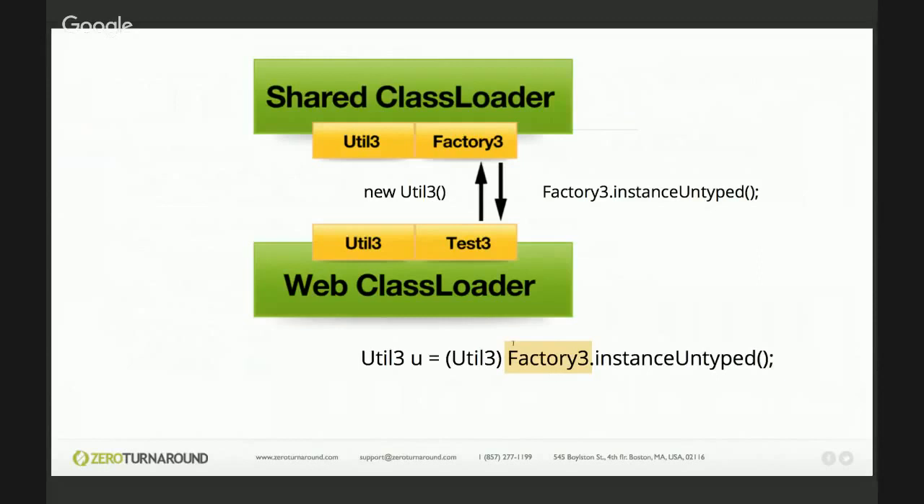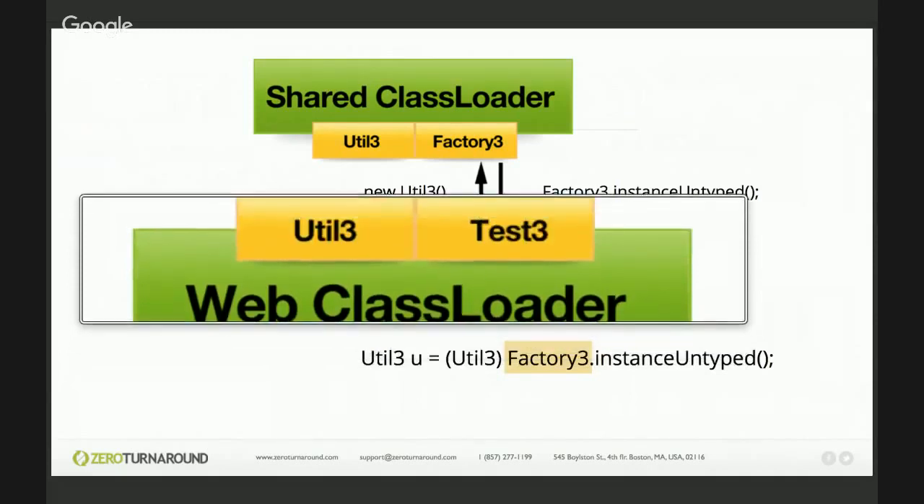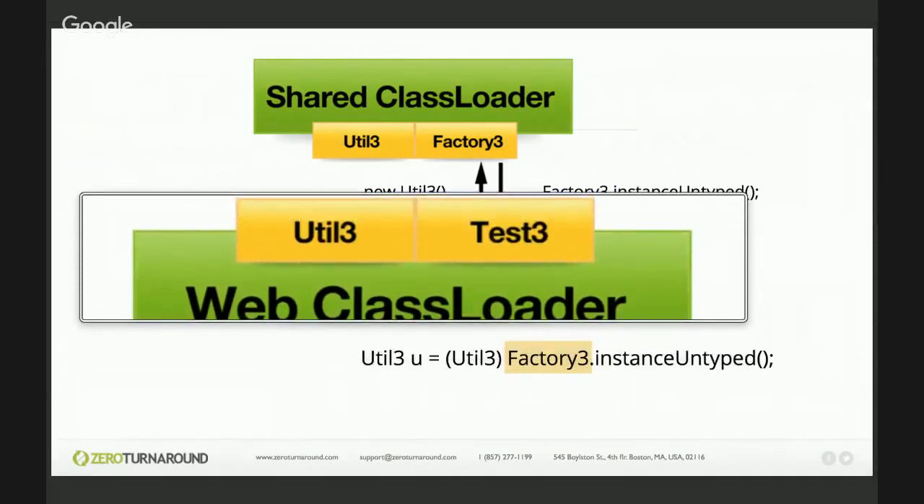So we're running in Tomcat, and Tomcat has a local first strategy when dealing with loading classes from a class loader. So we start off here in the web class loader. Now the web class loader only has util3 and test3 on its class path. We're looking for factory3. We don't have it. So the web class loader has failed in trying to load factory3.